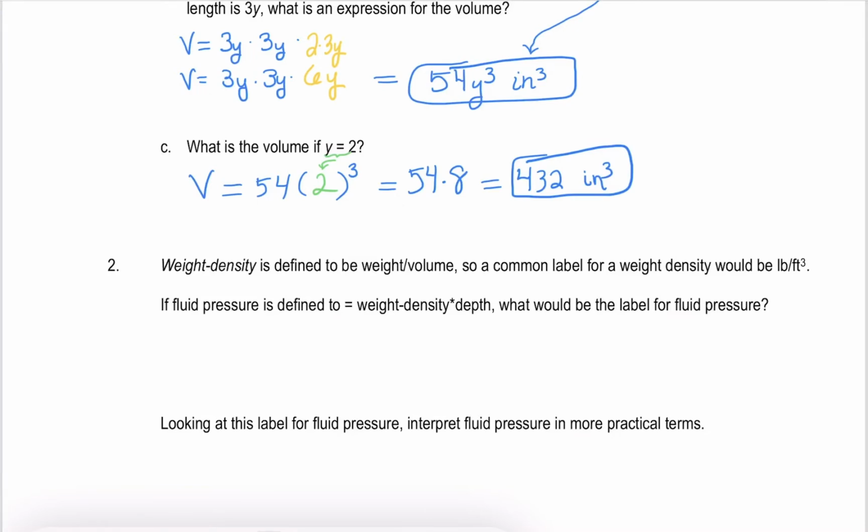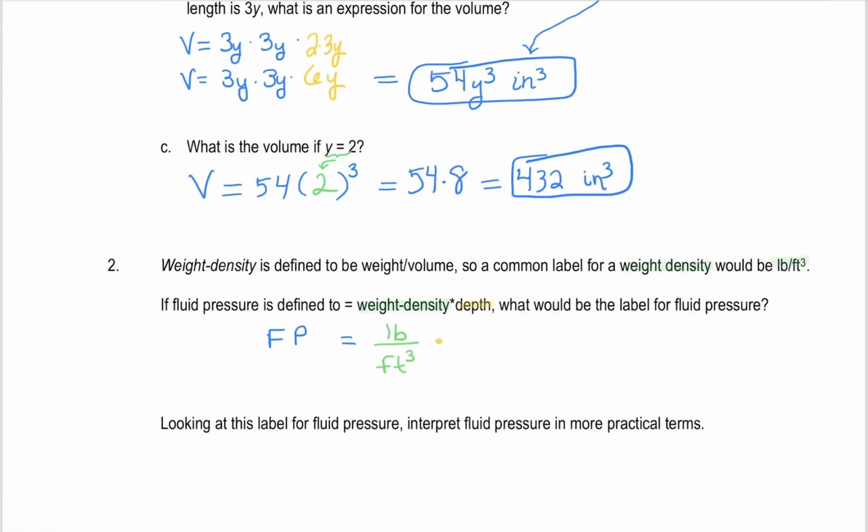Then we go on to say if fluid pressure is defined to equal weight density times depth, what would my label be? So again, this is something that has come up in a calculus class, and I will have students give the wrong label for fluid pressure. So fluid pressure is going to equal weight density. So we just said from up above that a common label for our weight density would be pounds per cubic feet. And then times depth. So let's just think about depth. If you went down to the bottom of a pool, how would you describe that depth? If it was 7, what would it be? Feet. Okay, so the depth here is just feet.